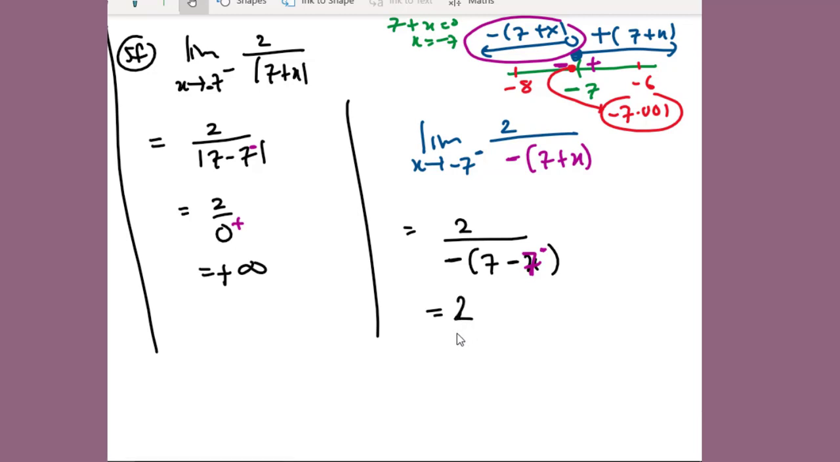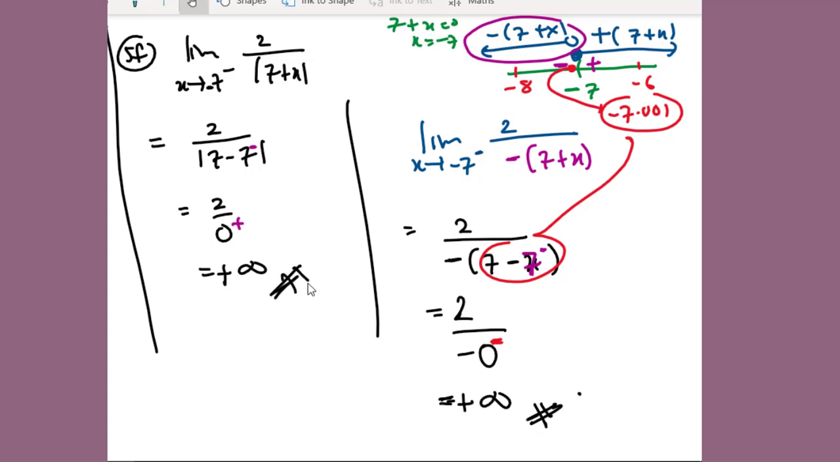Negative 2 over negative 0. This 0 tends to negative. Why? Because of 7 minus 7.001, so this is 0 negative. Just negative. So 2 over 0 is equal to infinity, and then negative means that it is positive. Okay, settled. So that is number 5 F.